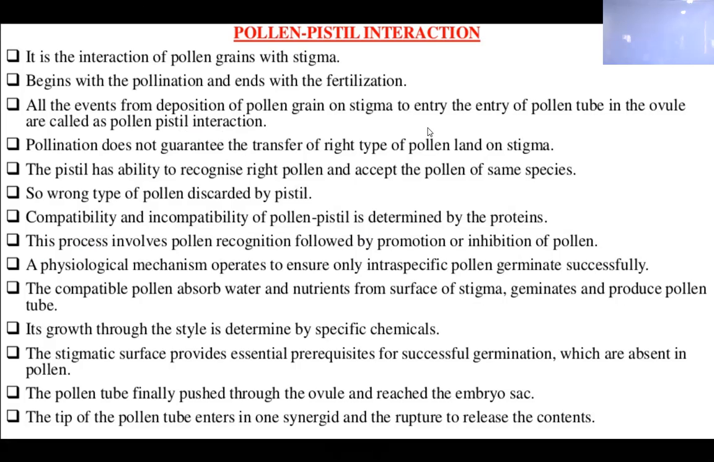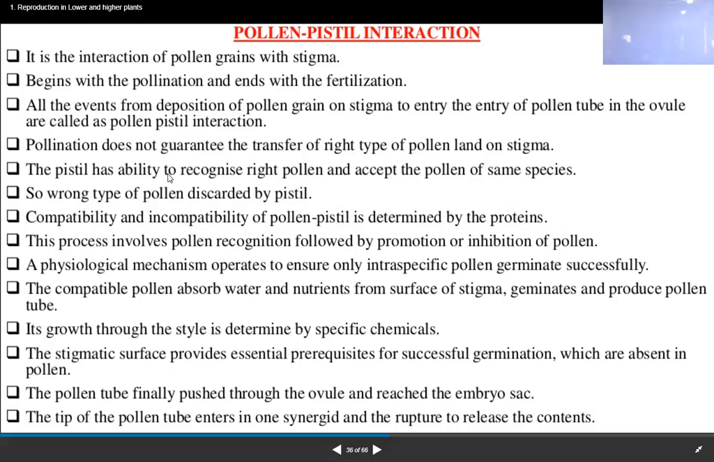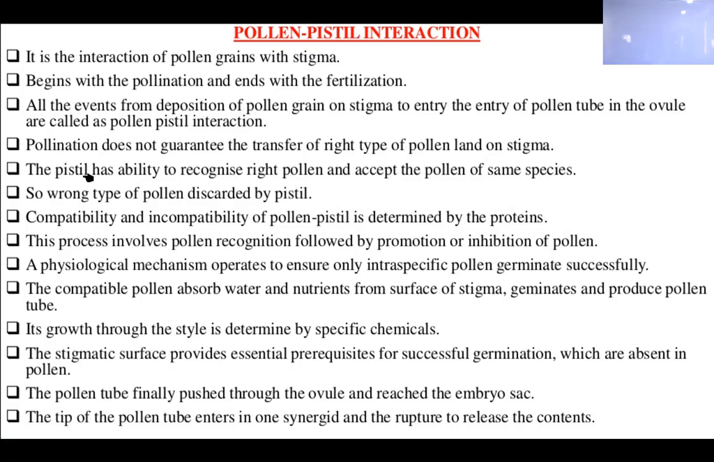Understood till here? Pollination does not guarantee that the right type of pollen lands on stigma. The pistil has the ability to recognize the right pollen. Underline this and keep this in your mind. Yes, and accept the pollen of the same species. So it has an ability. Pistil means what, Sejal? Carpel. That means it is the female reproductive part, where you will see stigma, style and ovary. When the pollen tube enters the ovary, there is a cell, yes, where fertilization happens.